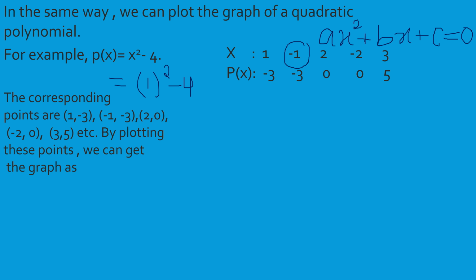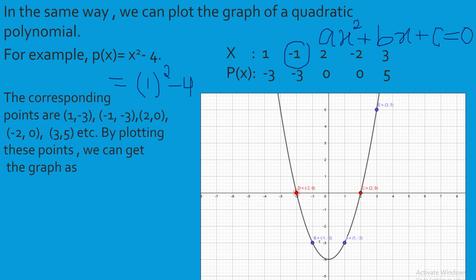Yes. So the corresponding points are (1, -3), (-1, -3), (2, 0), (-2, 0), (0, 3), (5). So by plotting these points, we can get the graph as this, what you can see on the screen, right? So you get the parabola.